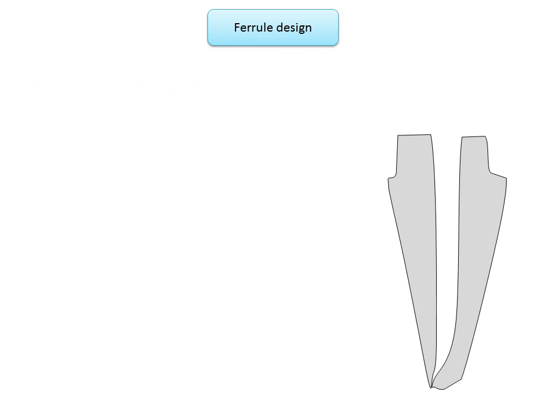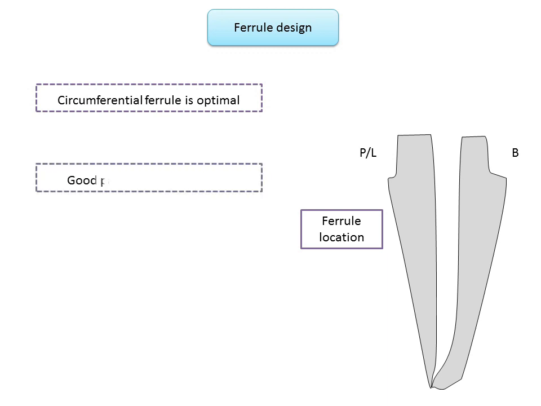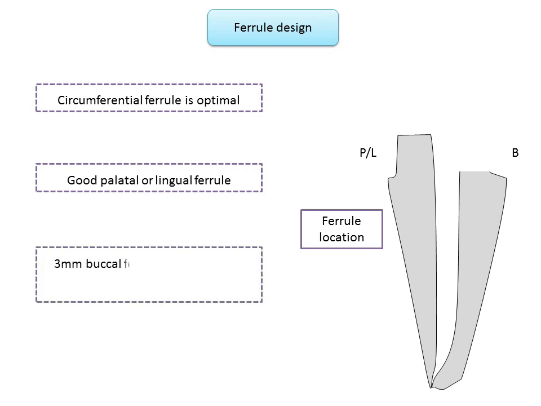Ferrule location. A circumferential ferrule would be optimal, but caries may affect the interproximal areas, and abrasion or erosion of the buccal walls. A crown preparation will further reduce the wall thickness and only a partial ferrule will remain. According to the literature, good palatal ferrule is as effective as having a complete all-around ferrule, or having a 3 millimeter ferrule on the buccal aspect was better than having no ferrule at all.